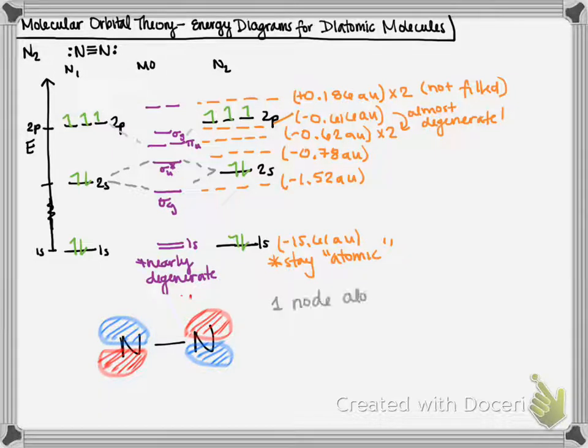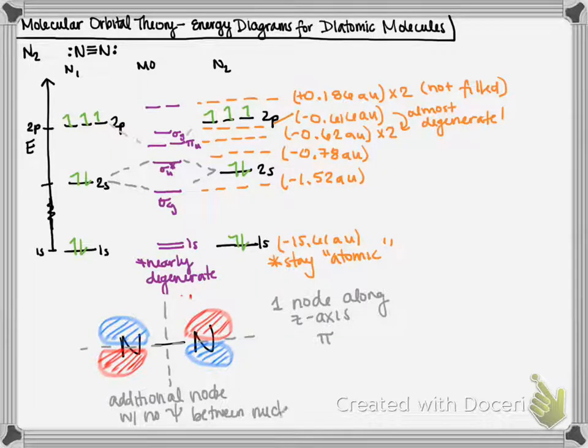And because we have that one node that encompasses the z-axis, or the bonding axis, we know that this is a pi-type orbital. However, that's not our only node. We have another node cutting straight through the middle, and that additional node prevents there from being significant wave function or probability directly between the two nuclei, which means this is an anti-bonding orbital. So this is a pi star or a pi anti-bonding orbital.